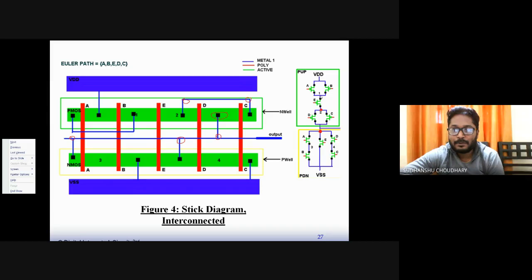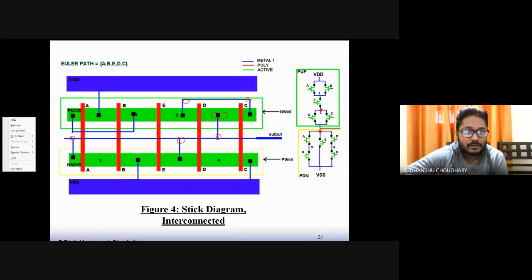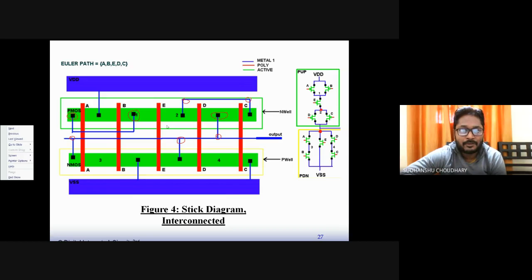Similarly, we move up. Node number 1: A, B and E, PMOS, all are connected. B and E we take here, this one, and A from here. So A, B and E all are connected. So this is node number 1, and I write node number 1 here also.